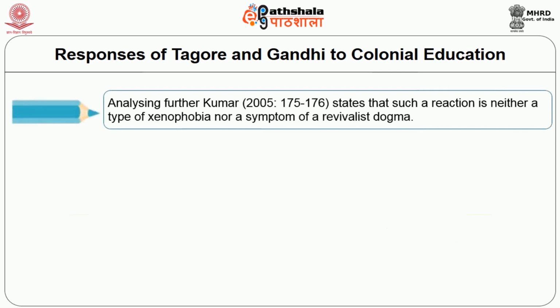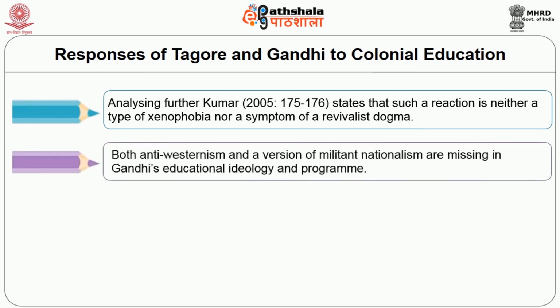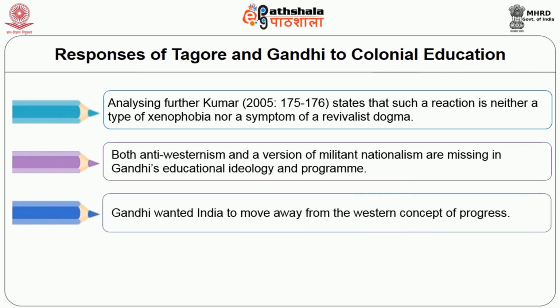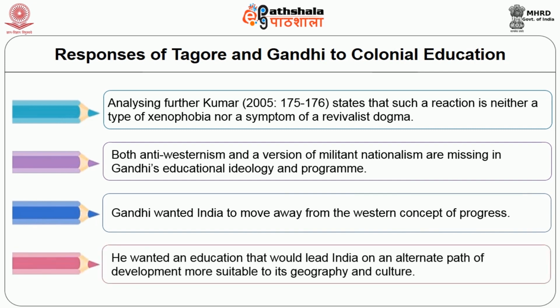Analyzing further, Kumar states that such a reaction is neither a type of xenophobia nor a symptom of a revivalist dogma. Both anti-Westernism and a version of militant nationalism are missing in Gandhi's educational ideology and program. Gandhi wanted India to move away from the Western concept of progress. He wanted an education that would lead India on an alternate path of development more suitable to its geography and culture.